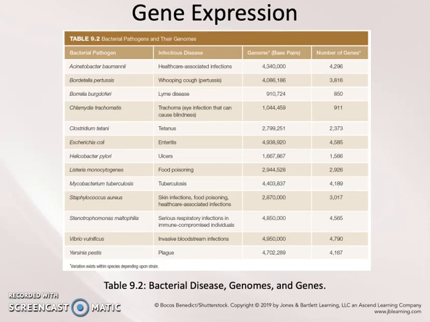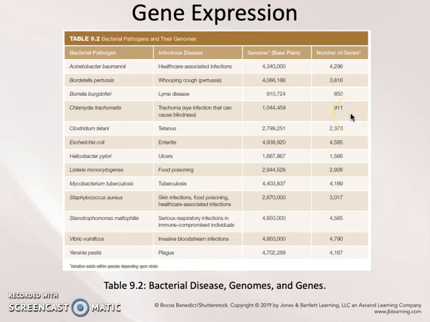Here we have a list in Table 9.2 in your textbook showing you the genome, which is all of the nucleotides of the cell, and how many genes they contain. So Bordetella pertussis, which you can see here, this is whooping cough, contains roughly 4 million nucleotides, labeled here as base pairs. But the number of genes that they contain is roughly 4,000.